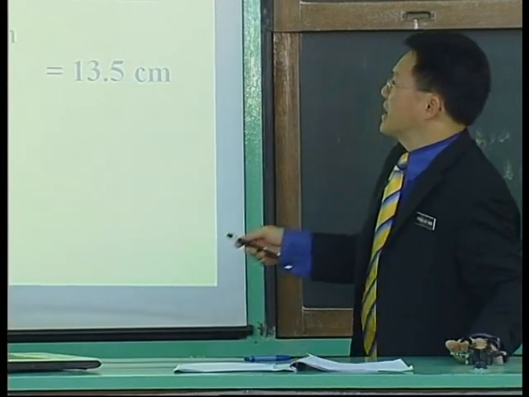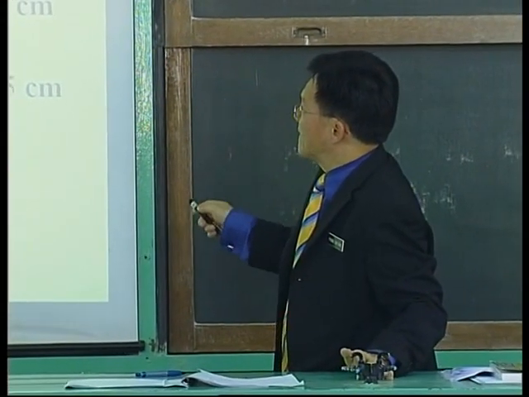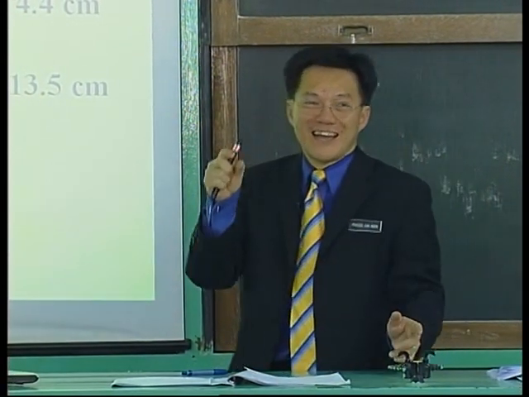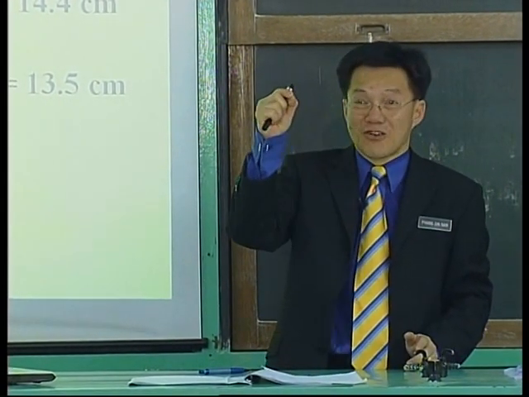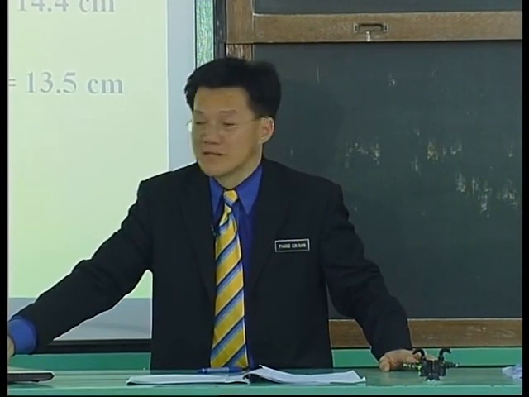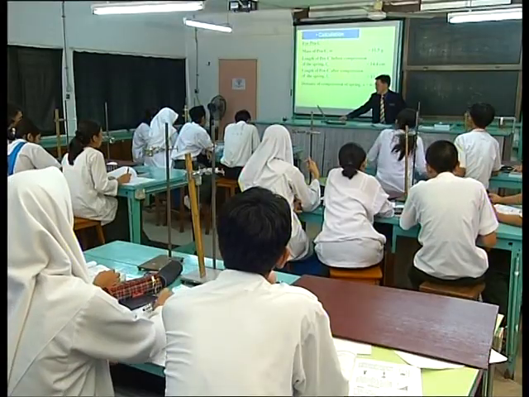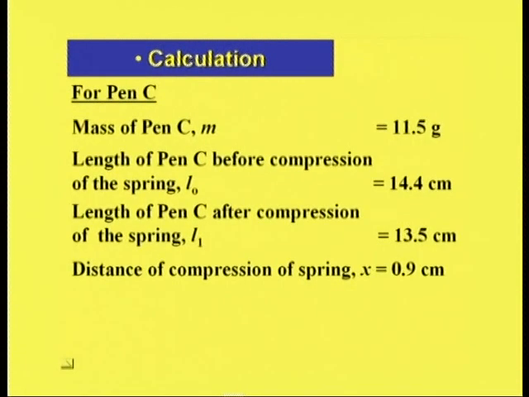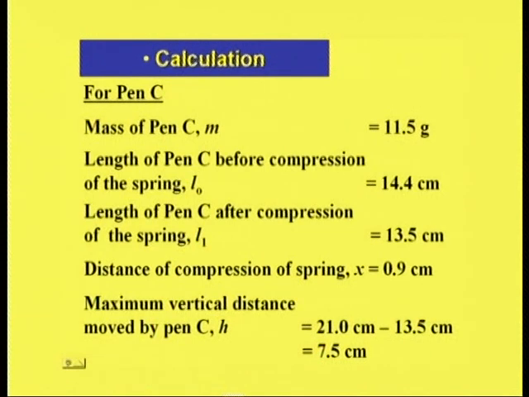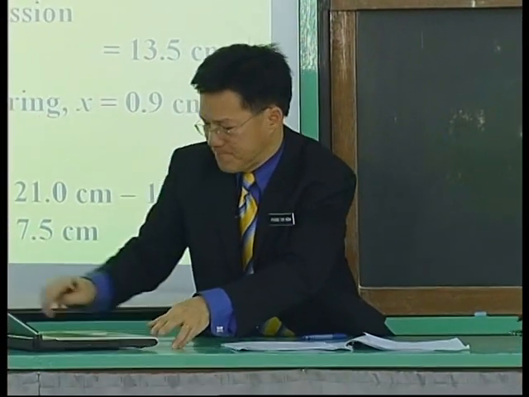So what do you think I'm trying to do? What do I want to get by having these two values? Yeah, the value of x, the distance of compression of the spring, isn't it? And so what is the value? Can anybody tell me? Very good. So that is 0.9 cm. So it is step by step, we do it. And from the experiment, we have obtained that h is 7.5 cm in this instance. Can you read it from the back? Can you get it? Yes. All right.